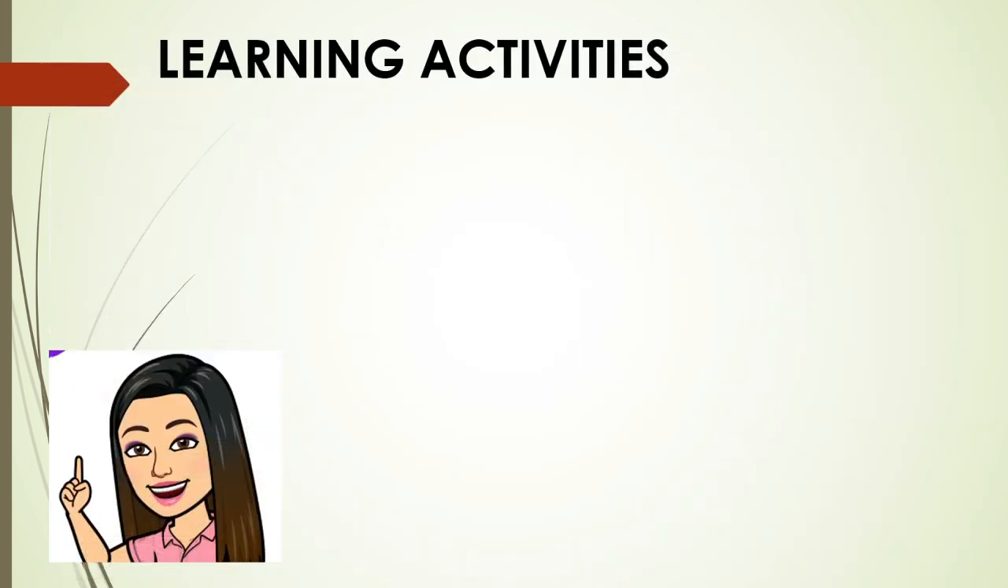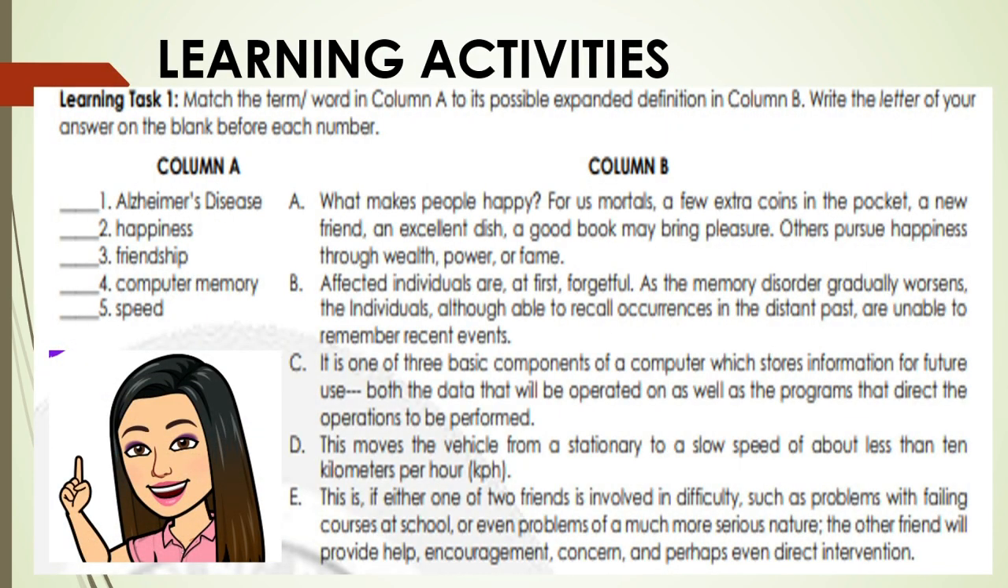Now, for our learning activities, in Learning Task 1, you are going to match the term or word in column A to its possible expanded definition in column B. You are just going to write the letter of the correct answer on the blank.